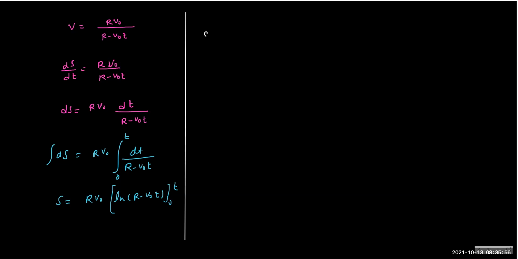So therefore, the s value will be equal to r v naught. Now we have to divide by minus v naught also because that's the coefficient. I'm taking it outside, and then we have to put the upper limit. Upper limit is t. Lower, if you put 0, you will get a ln r.